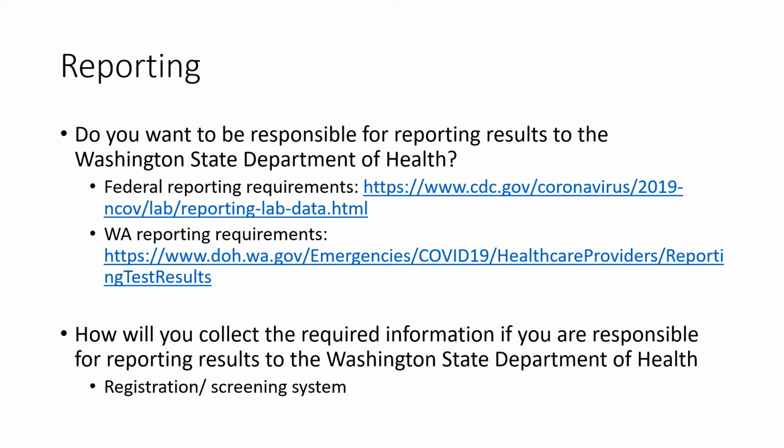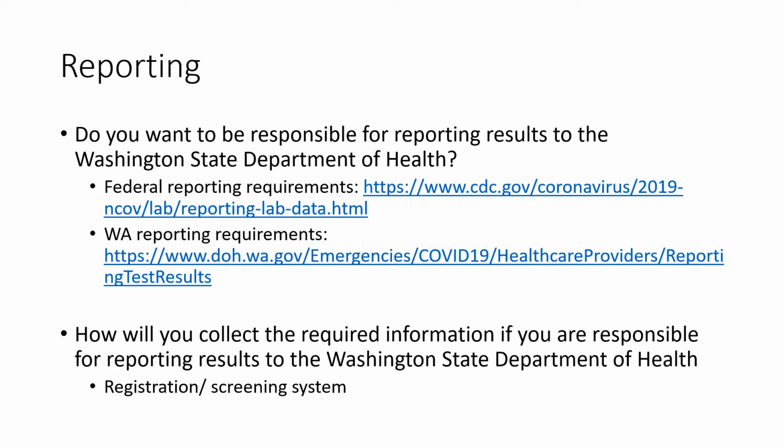If you are performing specimen collection in partnership with a lab, the pharmacy is not responsible for reporting. Rather, the lab is responsible for reporting. The pharmacy is responsible for reporting if you are offering point-of-care antigen testing, since you are performing the test under your own CLIA certificate of waiver. In this instance, you will need to think about how you will collect all the required data elements and transmit them to the Department of Health.